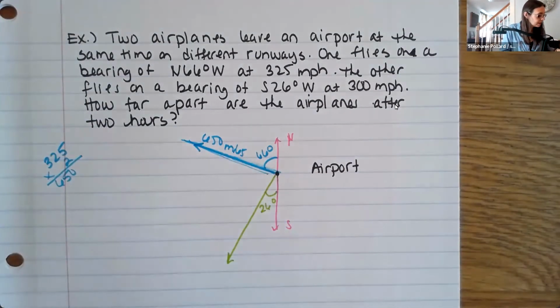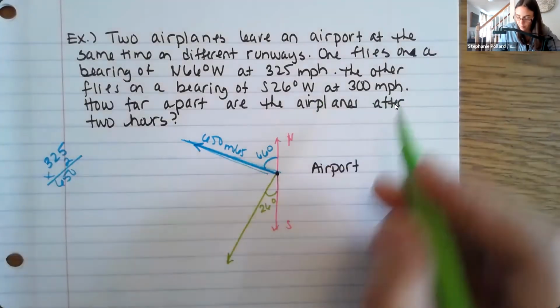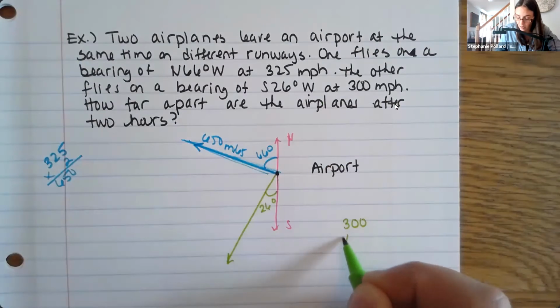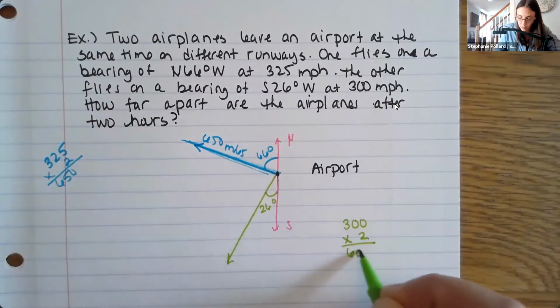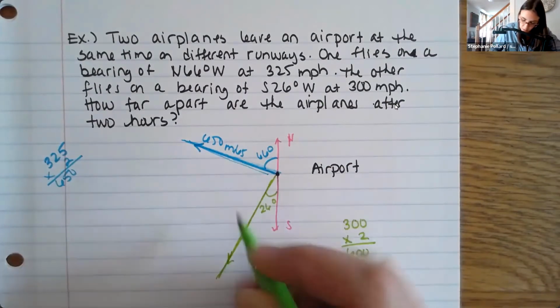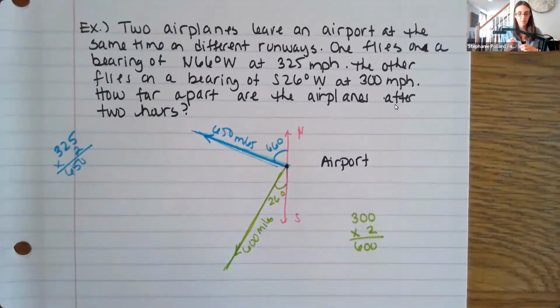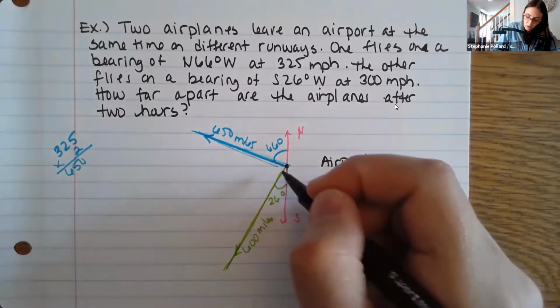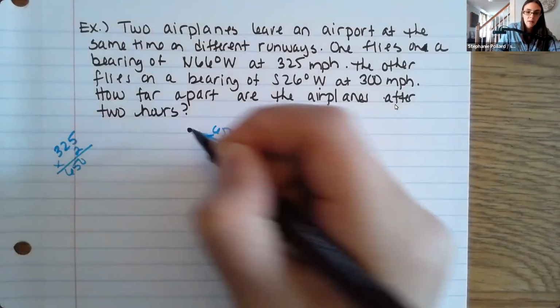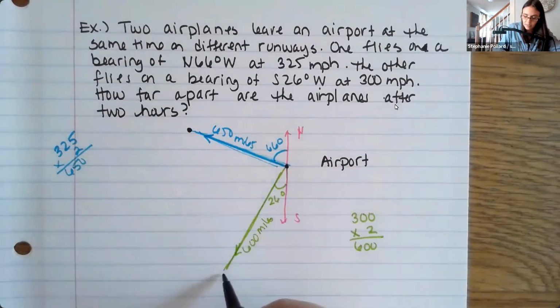On the other end, that airplane is going 300 miles per hour. And again, it's for 1 hour. So for 2 hours, we multiply that by 2, and we see that the airplane over here is at 600 miles. Again, this is not to scale, so just keep that in mind. So at the end of 2 hours, this airplane is way out here. And at the end of 2 hours, this airplane is now way out here.